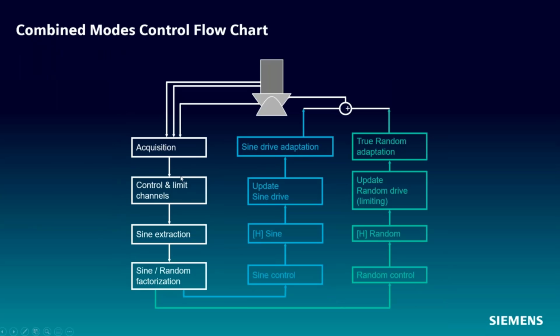This is an idea of what's happening in combined modes for control. We have all of our signal acquisition, and then the software looks at the control and limit channels and makes sure they're within spec. If not, it'll abort the test. Then we extract the sine tones from the random and separate them, and there's a separate sine control loop and random control loop, and each one is controlled independently.